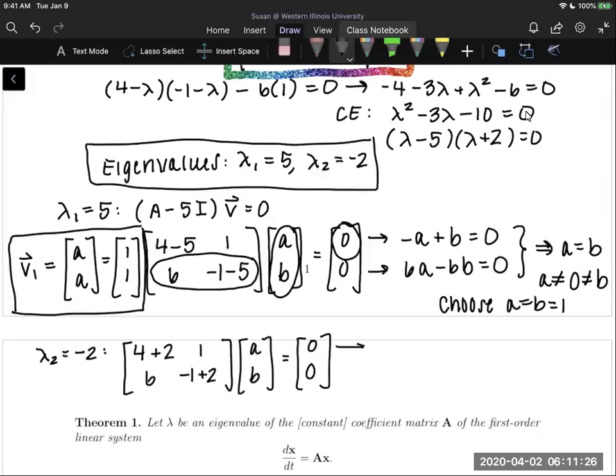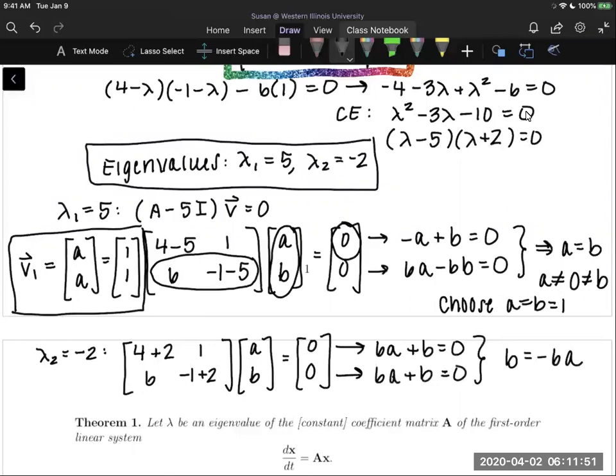So if I do my dot product multiplication, I get 6A plus B equals 0, and I get 6A plus B equals 0. So I get the exact same expression here. In any case, this gives me B equals -6A.